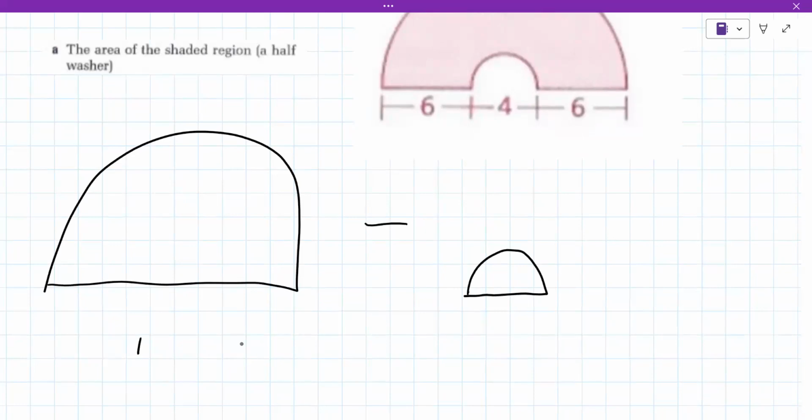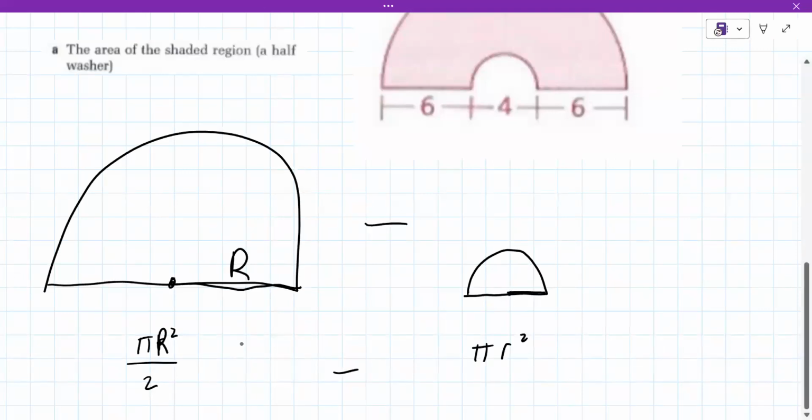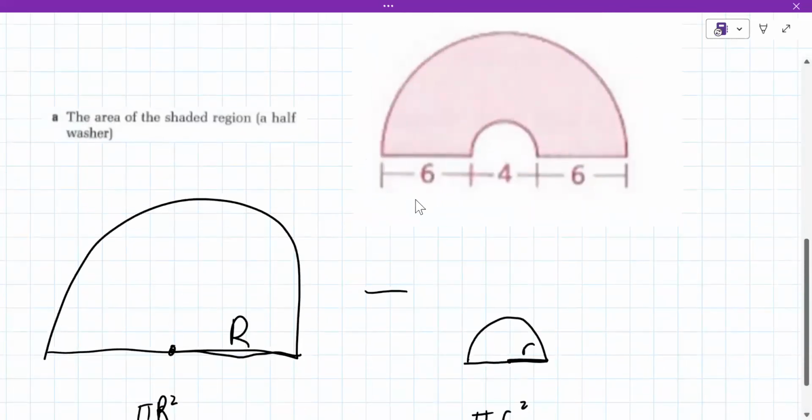So the area of a circle is pi r squared. Half a circle is divided by 2. Now you might want to distinguish between them by using big R for the radius of the big one, minus little r for the radius of the little one. And so I leave it to you to tell me the radius of the big one, the radius of the little one.